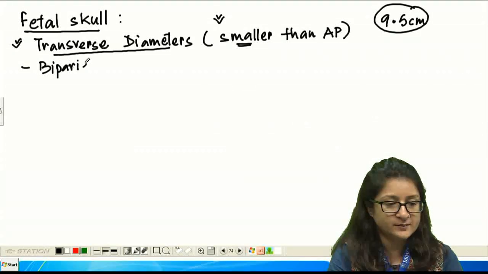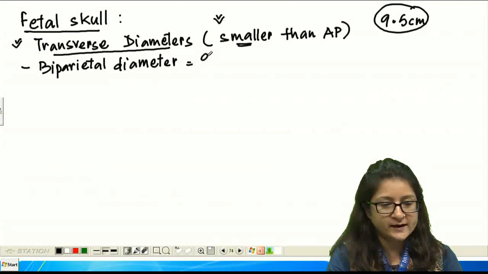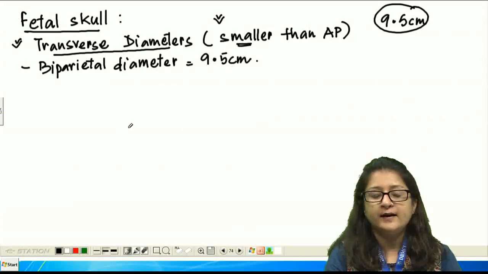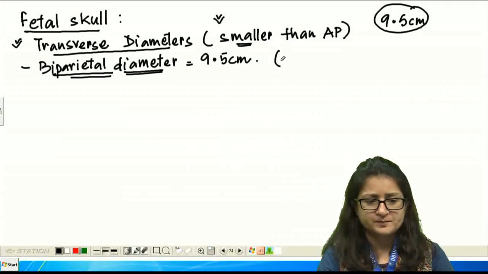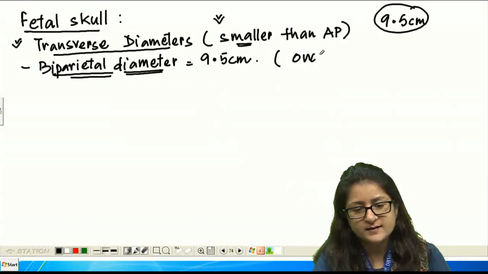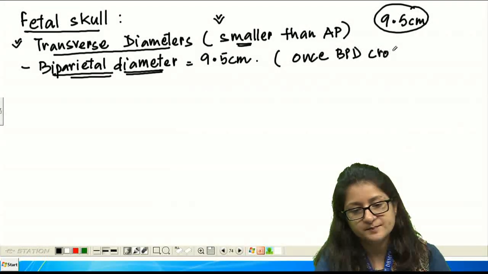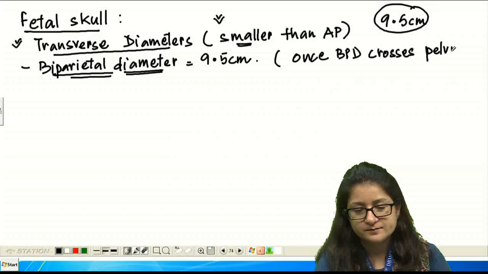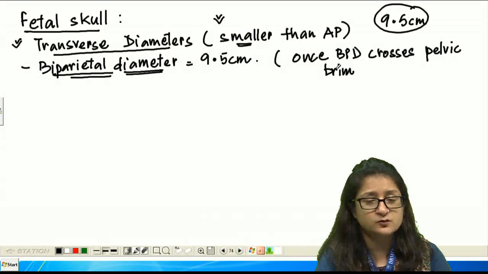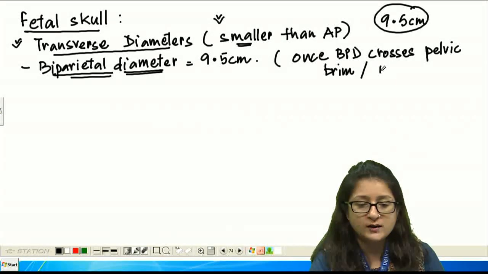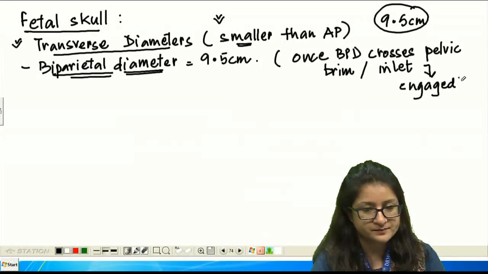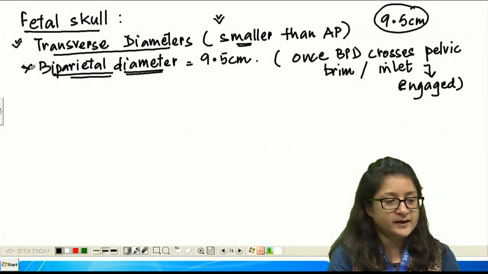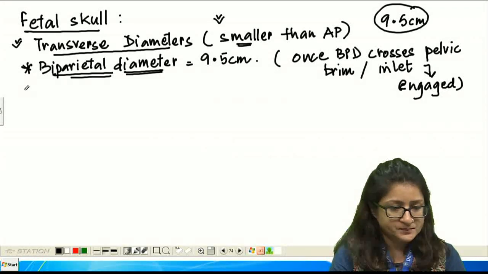We have the biparietal diameter, which is 9.5 centimeters. The significance of this biparietal diameter is that once the BPD crosses the pelvic brim or the inlet, that means the head has become engaged. Okay, this is what biparietal diameter represents.